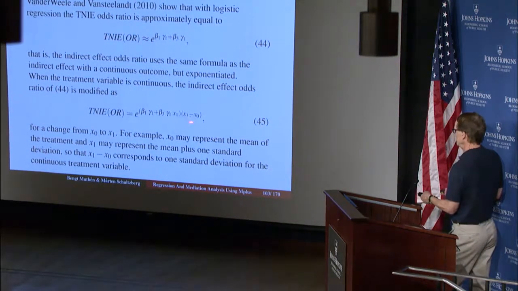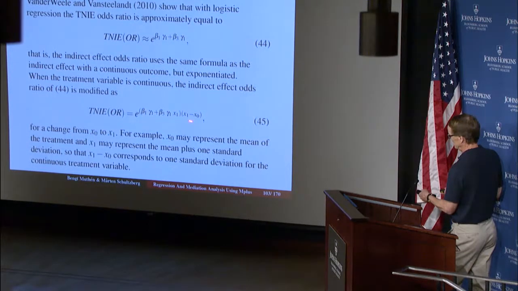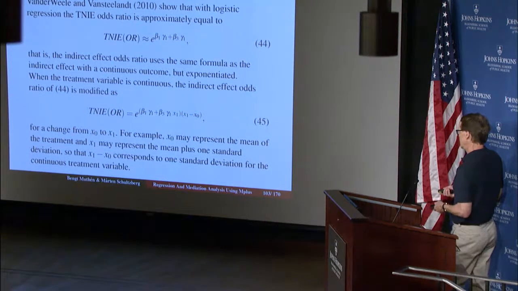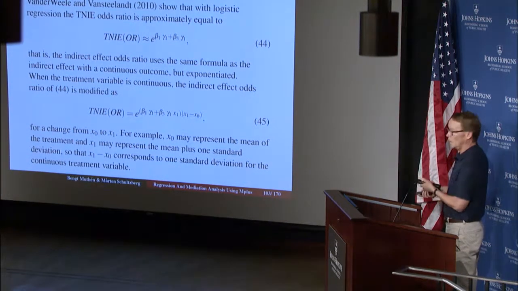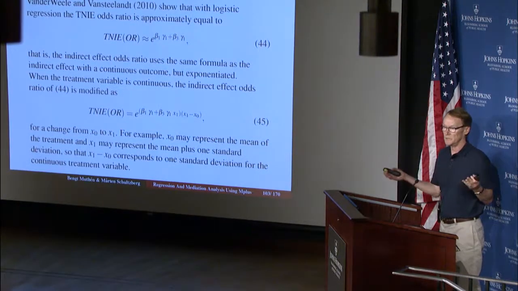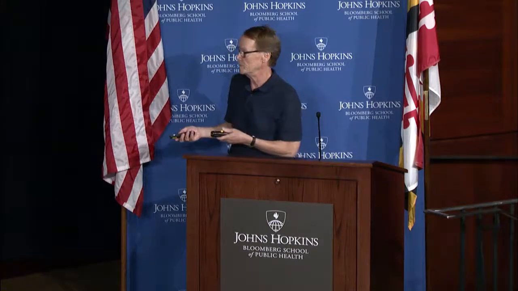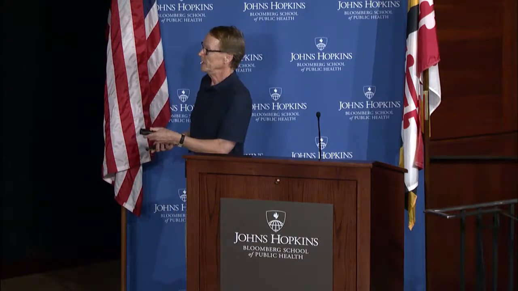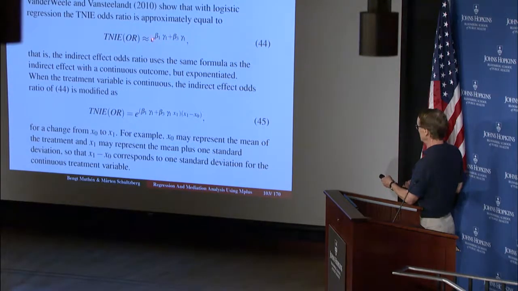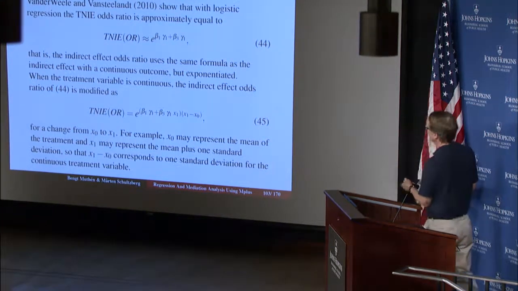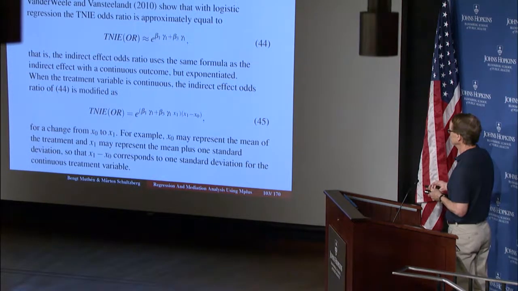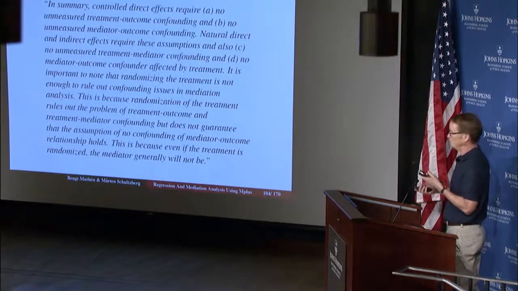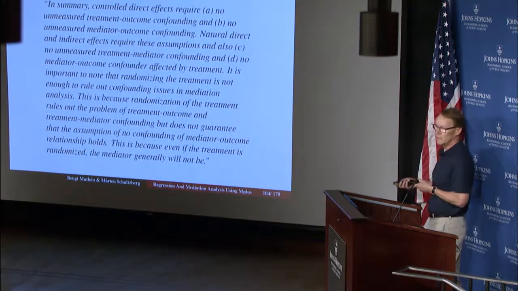And when the treatment is continuous, you have the continuous difference between x1 and x2. But that's when the outcome y is rare, so like 5% or something. Probability y equals 1 is like 5% or 10% maybe even. Then you can estimate beta 1 and beta 3, and gamma, and exponentiate them to get the indirect effect odds ratio. And Morten's going to show you how well that approximation works.